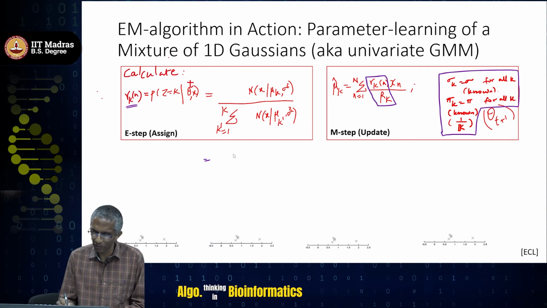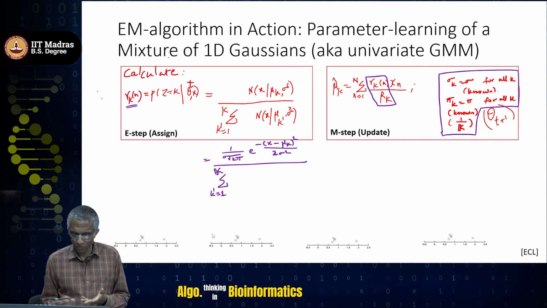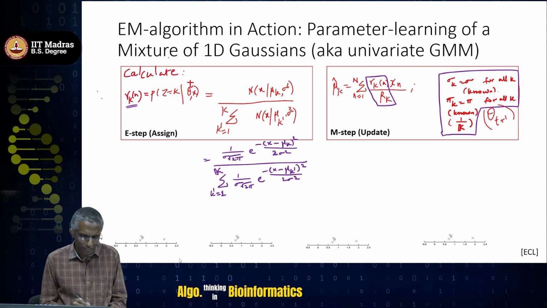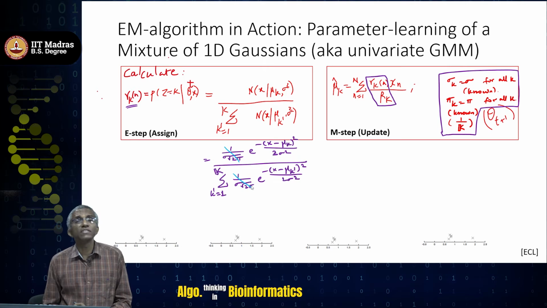This is a normal PDF, right. So, this is going to be 1 over sigma root 2 pi e to the minus x minus mu k squared over 2 sigma squared, divided by the same thing in the denominator summed over k prime equal to 1 to capital K. Capital K was 2 in our examples. We were fitting 2 components, but we can also fit more than 2 components. This will be 1 over sigma root 2 pi e to the minus x minus mu k prime, whole square, divided by 2 sigma square. And you can see here that this part and this part will get cancelled.